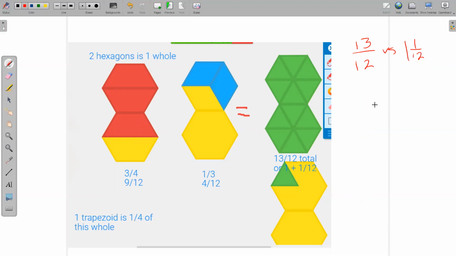So I know there's 12 pieces in a whole, and 12 goes into 13 once with 1 left over, right? So here's my 1 whole. Oops. This right here is my 1/12 left over. The idea of converting back, we'll talk more about that later. So converting from an improper fraction into a mixed number, we just divide. Sorry, improper to mixed number.